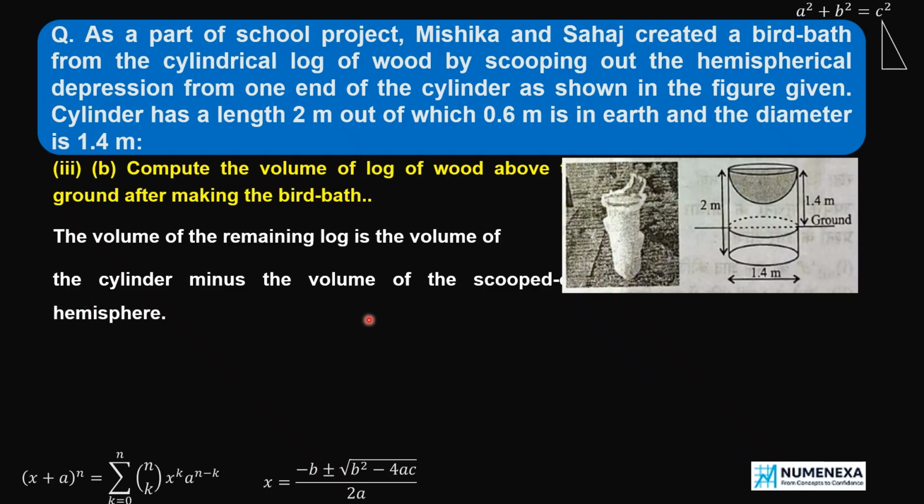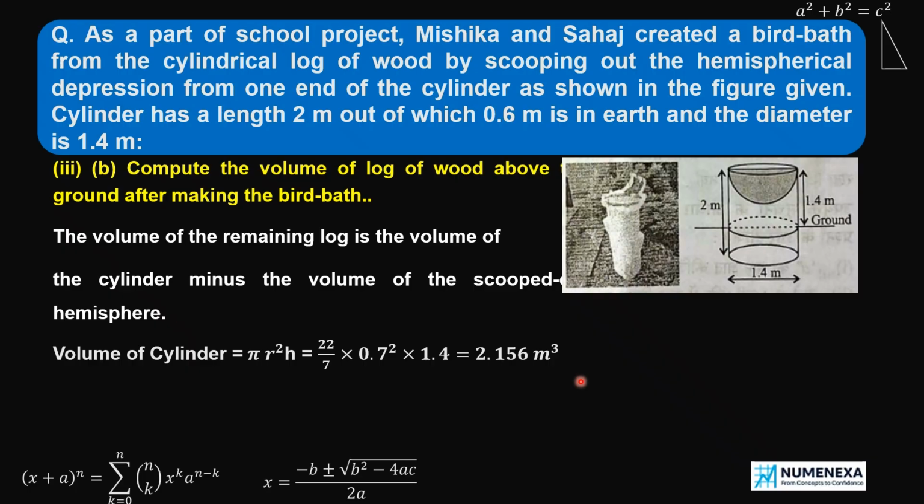The volume of a cylinder, as we know, is pi r square h. The point to be observed is that the height is taken only as 1.4 meter, because this is the height which, as you can see, is above the ground, because 0.6 meter is below the ground. After calculating, we get the volume of the cylinder as 2.156 meter cube.